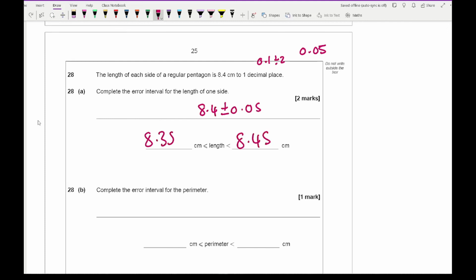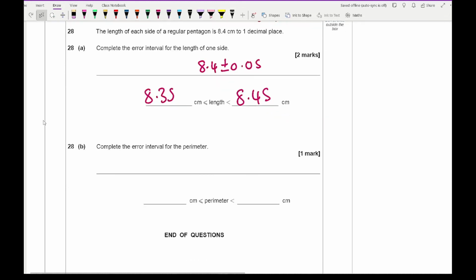It then says complete the error interval for the perimeter. So what I need to do is multiply this by 5 because it's a pentagon, and multiply that by 5. So I get the error interval of 41.75 as the smallest, and the biggest it's going to be is 42.25. And that concludes the end of this paper.